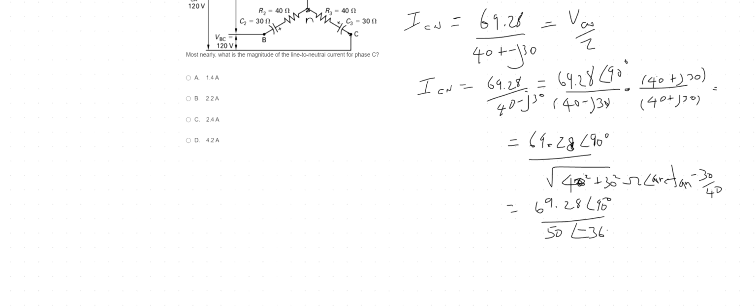So what is the answer? The answer is what? 69.28 divided by 50. How much is that? That's like 1.39, 1.3. Oh, amps. At what angle? So you have to subtract out, divide the 90 degrees by negative 36.87.